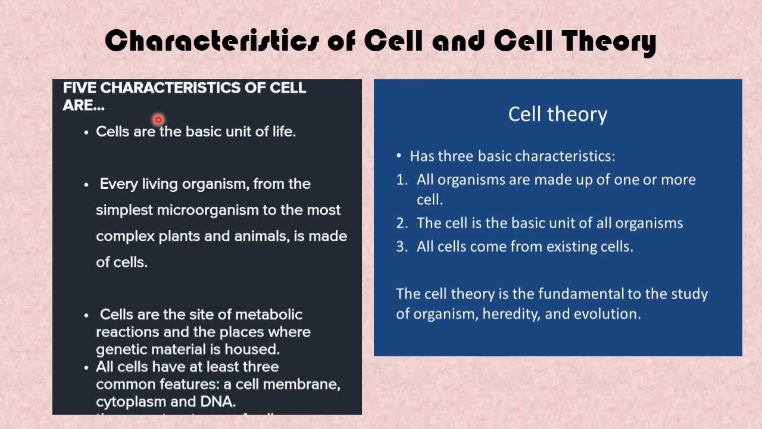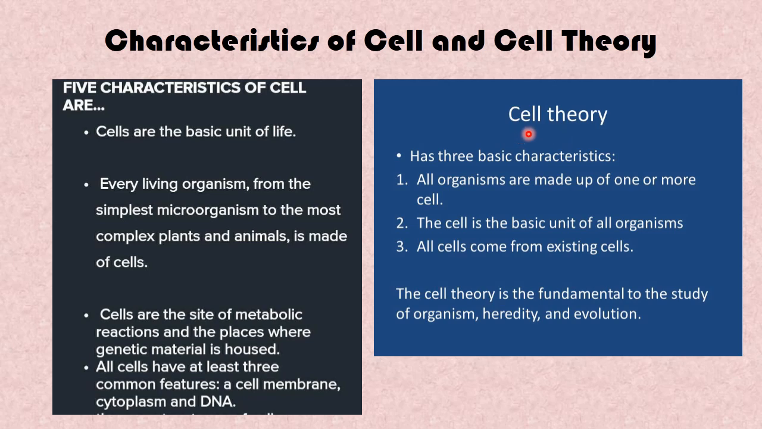Now we have the 5 characteristics of cells here. Number 1, cells are the basic unit of life. Number 2, every living organism from the simplest microorganism to the most complex plant and animal is made up of cells. Number 3, cells are the site of metabolic reactions and the places where genetic material is housed. 4, all cells have at least 3 common features: a cell membrane, cytoplasm, and genetic material, DNA.